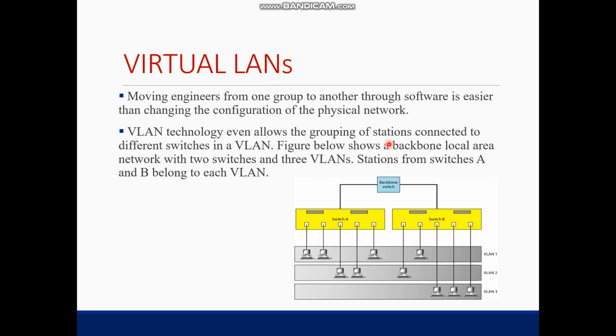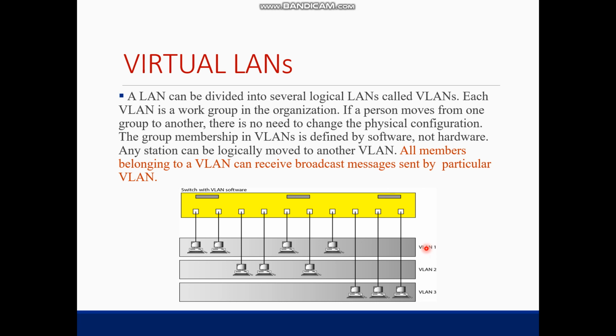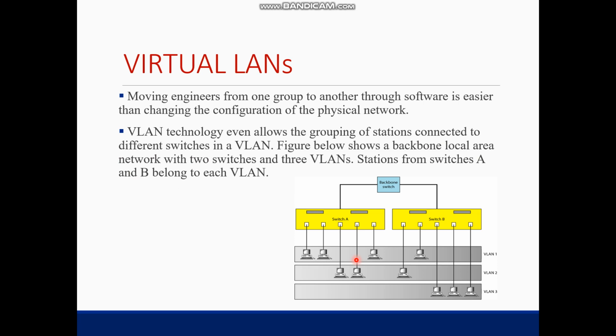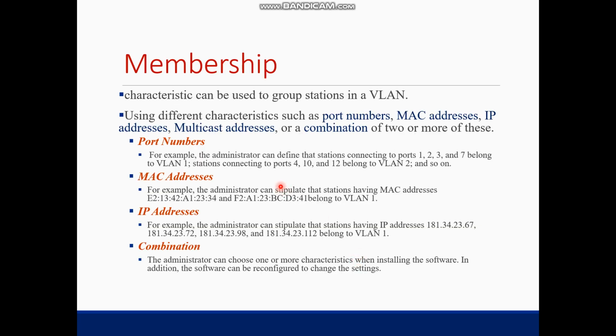So how do we define the membership? What do you mean by membership? How do you define that? For example, in this example, that one and that one and that one are going to be in VLAN 1, or those three are going to be in VLAN 3, while they are all connected to the same switch. And for this example as well. So the membership can be defined using some characteristics, which are port number, MAC address, IP address, and multicast address, or a combination, so a combination of two or more of them.